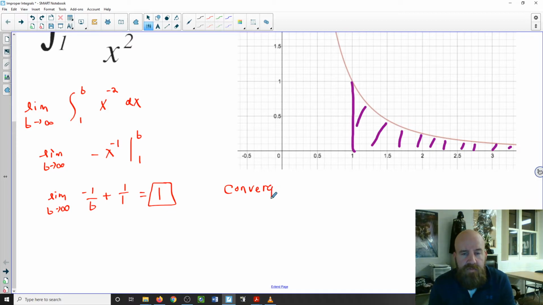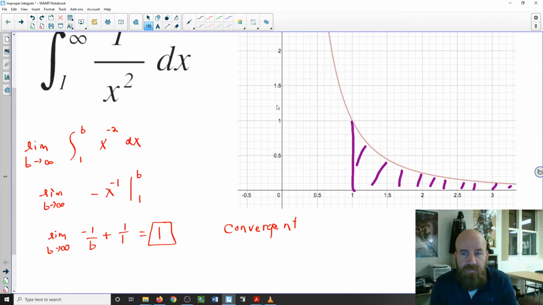So convergent. In a situation where we don't get a finite value, so we get infinity or something else, we call that divergent. Convergent means it converges to an answer. Diverges means it just keeps growing further and further away, essentially. We'll talk a little more about that in other videos later in the unit. So this first one, we're going to have that as an answer.